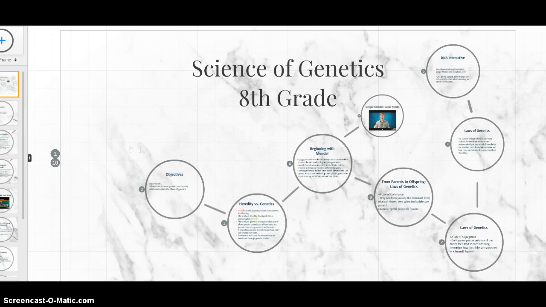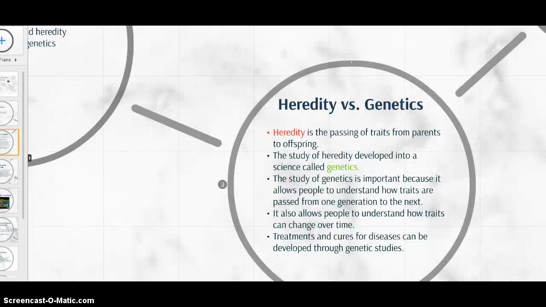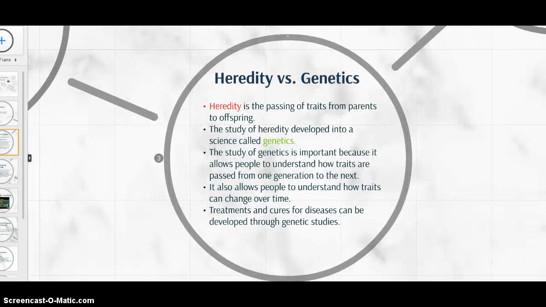Let's get started. Our objectives for today's lesson will be differentiating between genetics and heredity and defining and explaining the 3 laws of genetics. So first off, we have to make sure that you understand the difference between heredity and genetics. Heredity is the passing of traits from parents to offspring. The study of heredity developed into a science called genetics.